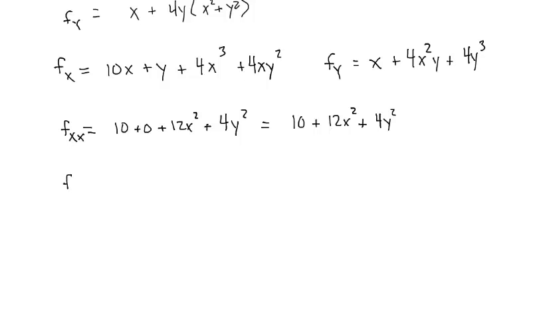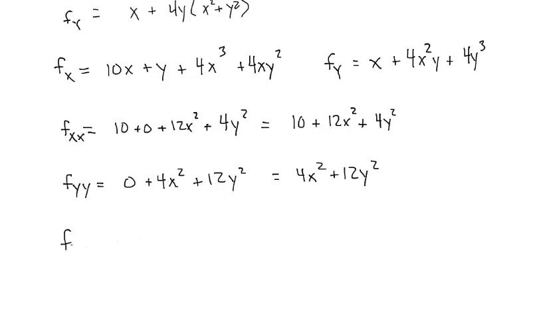And for f of yy, we start with f of y, and then we take the derivative with respect to y. So the derivative of x is equal to 0. It's a constant. 4x squared y, and x squared and 4 are both constants, and the derivative of y is 1. So we're left with 4x squared. And the derivative of 4y cubed with respect to y is 12y squared. So we get 4x squared plus 12y squared.